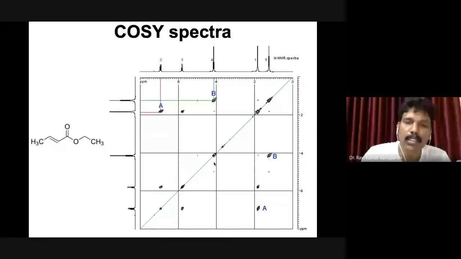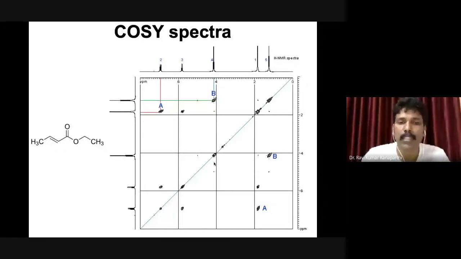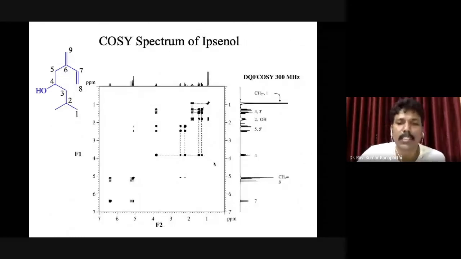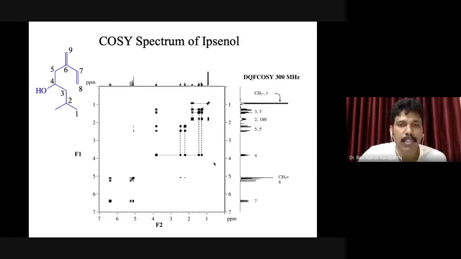So if there is a connection between any two neighboring protons, then we will see off diagonal peaks. From the off diagonal peaks, it is easy to interpret and derive the molecular structure. This is explained in the Silverstein book, and I must recommend all of you to go through it. It is somewhat complicated, but the data is very easy to interpret.